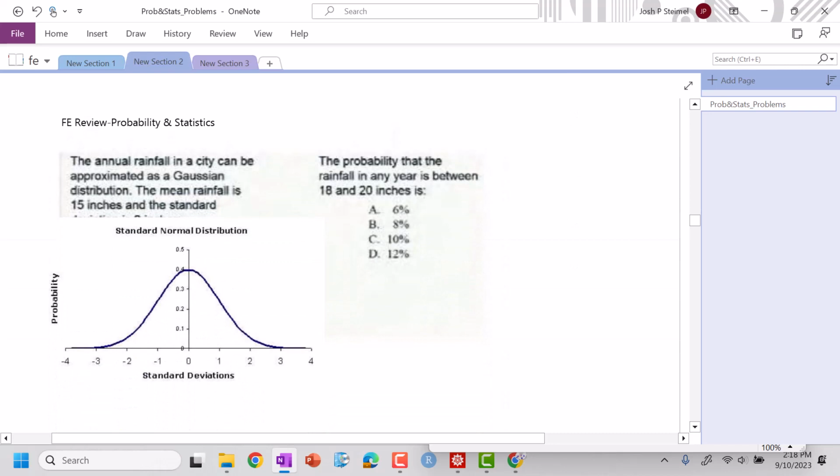All right. The annual rainfall in a city can be approximated as Gaussian. The mean is 15 inches. And we're getting our standard deviation cut off. Standard deviation is 2 inches. So let's go ahead and look. What is the probability that the rainfall in any year is between 18 and 20 inches?